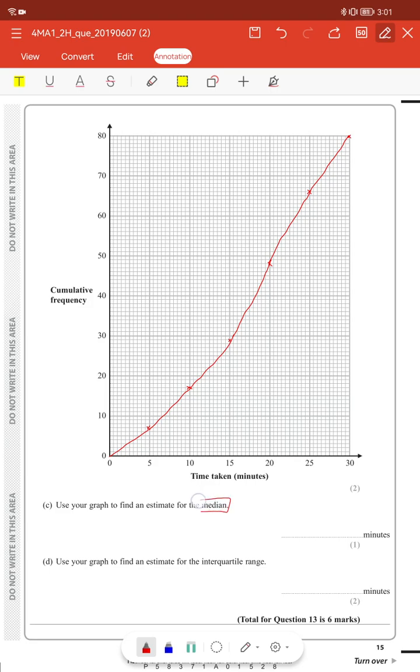For the median, we go to halfway where the frequency is and come all the way down. Now you want to use a ruler for this to get a far more accurate reading of this. And what you would get here would be 17.